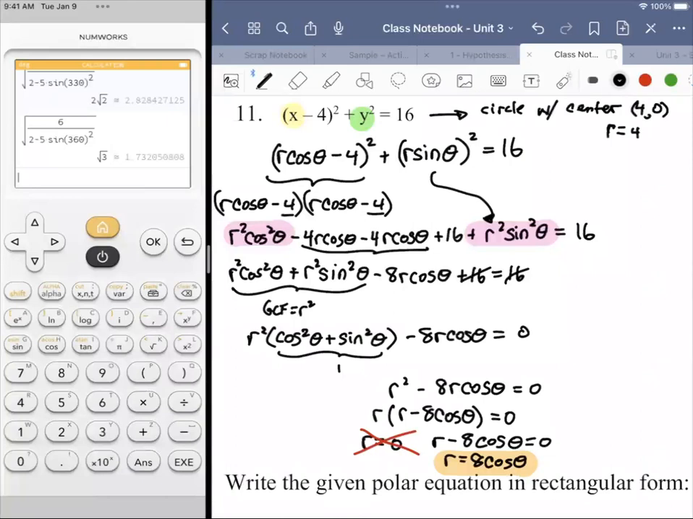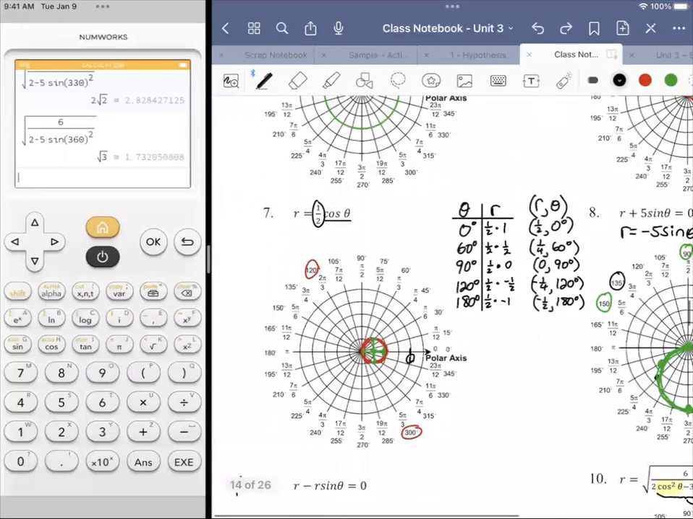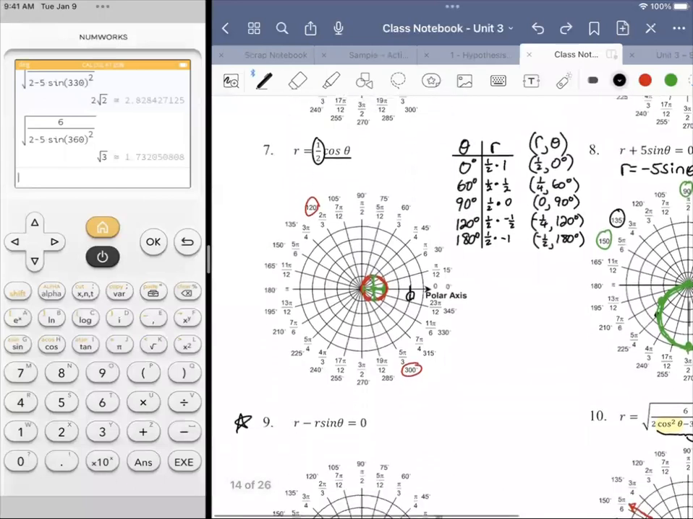All right. But this would be really tough to graph on a calculator. You'd have to solve for y. I mean, it's not going to be pretty. This is much easier to plot on a calculator because it's very simple: r equals 8 cosine theta. This shares a similar structure to numbers 7 and 8, both of which were circles.